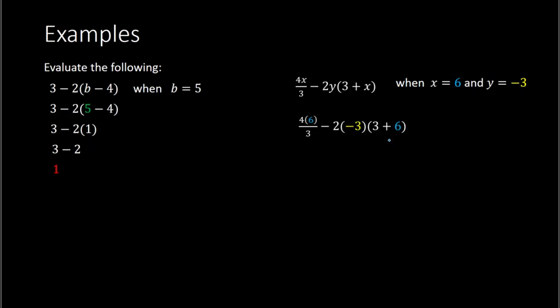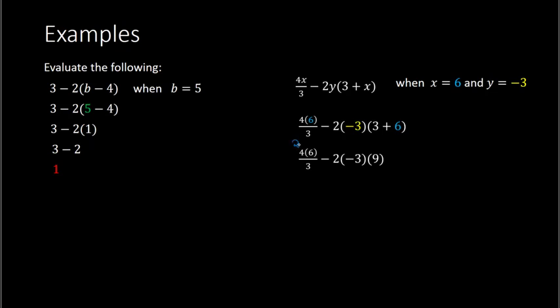So now I need to make sure that I follow the order of operations. So I begin with parentheses first. So 3 plus 6 would give me 9. And then after parentheses, I can do exponents, which I do not have any. So then I proceed on to multiplication and division. So if I multiply, I have 4 times a 6. That would give me 24.